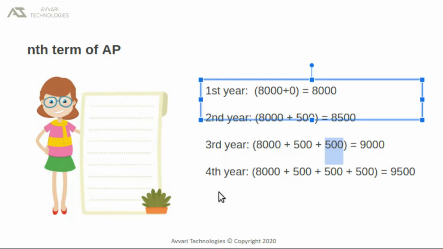And in the fourth year, her initial salary was 8000 rupees. In the second year, she got an increment of 500 rupees. In the third year, she got an increment of 500 rupees. And in the fourth year, she got again an increment of 500 rupees. The total sum is 9500 rupees. We can rewrite these numbers in one more way that we will see in the next slide.